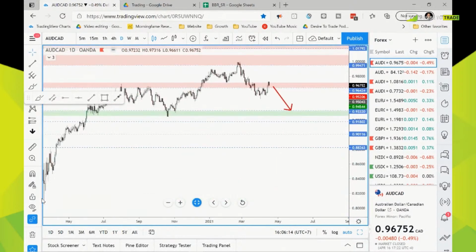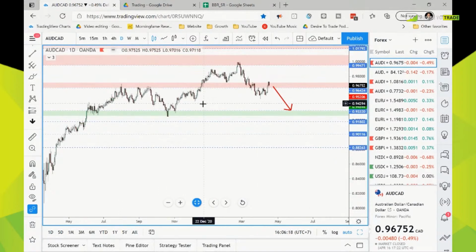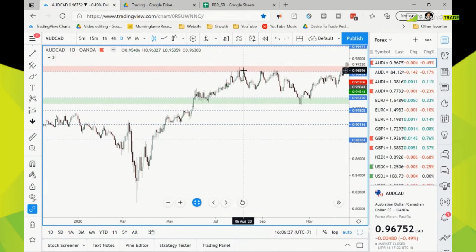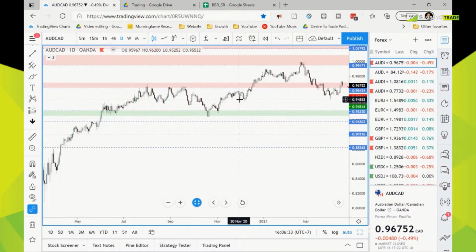So Australian dollar, Canadian dollar. Now this pair is reaching a resistance area. See how before, and by the way, I'm drawing these zones here for my support resistance areas. It's easier to see. So price earlier has been moving sideways between 0.97 or 0.96 and 0.93 or so. Price moved there for a while, been in that range for some time.